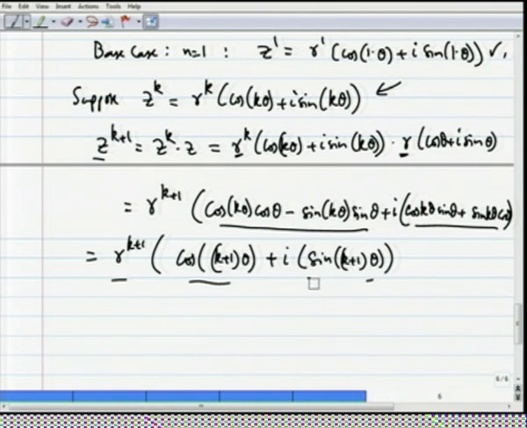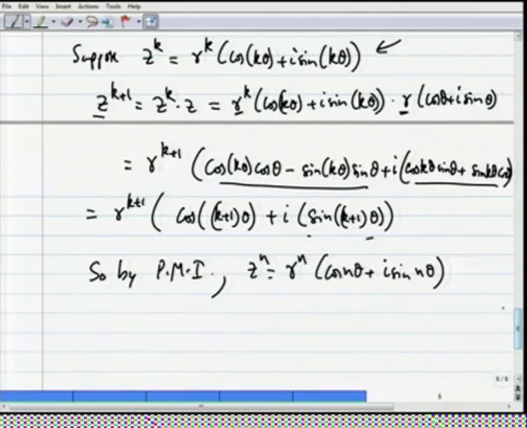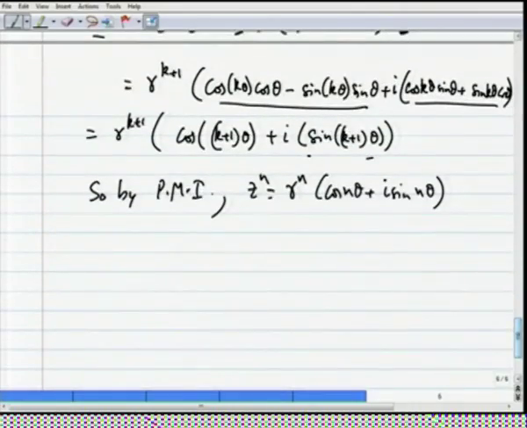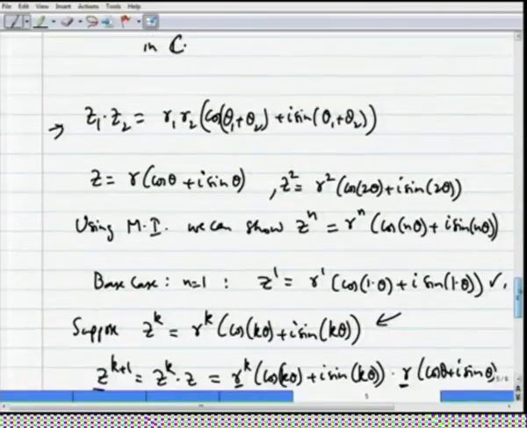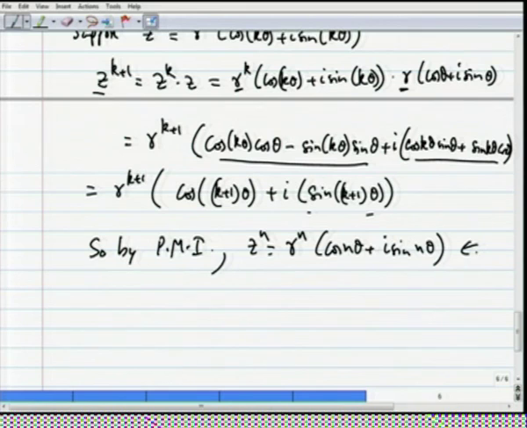Okay. So, by the principle of mathematical induction, z^n is r^n cosine nθ plus i sine nθ. So, this statement is true for positive integers, for any positive integer n.